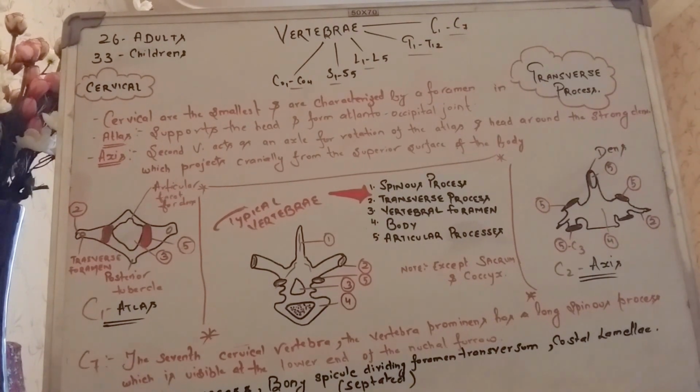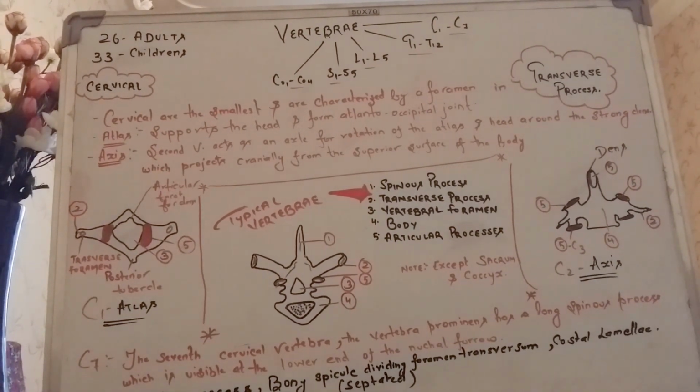So this atlantoaxial joint helps in the movement of our neck. Basically, the dens articulates with the articular facet for the dens of C1. Here we can see the dens process in C2. So we'll take a look at C2. C2 is also known as the axis, the second vertebra. It acts as an axle for rotation of the atlas and head around the strong dens, which projects cranially from the superior surface of the body.